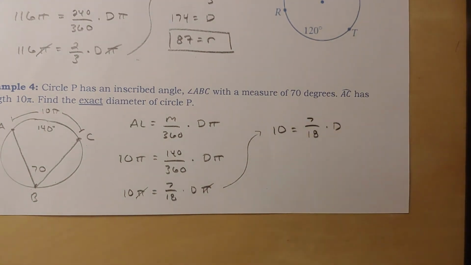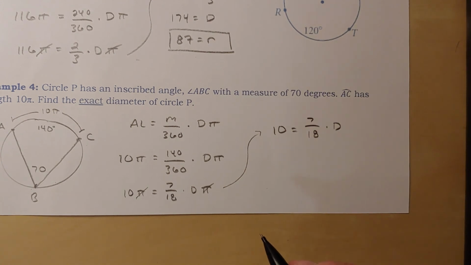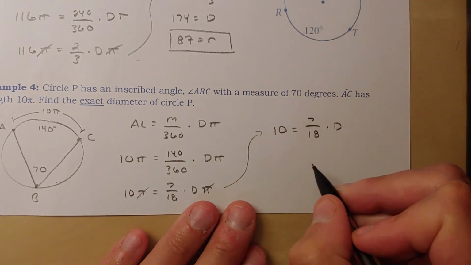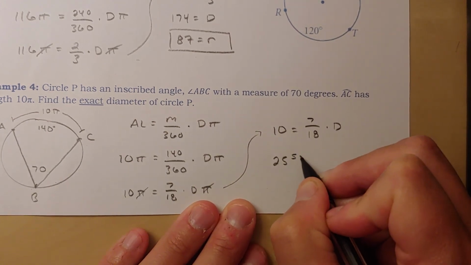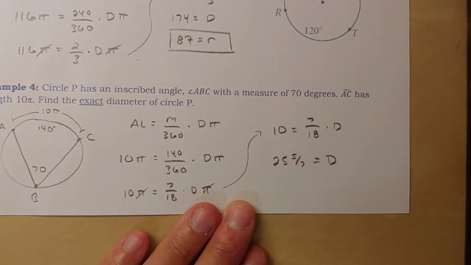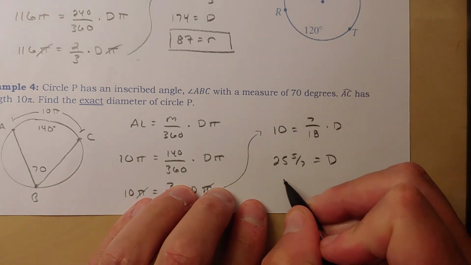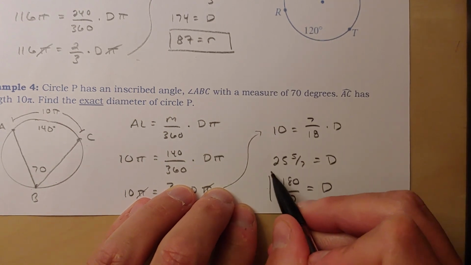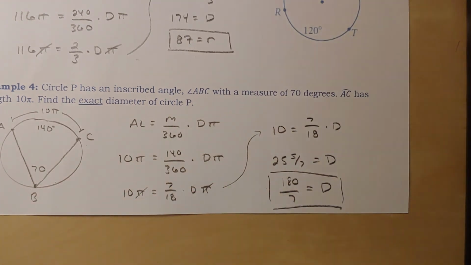And again, I can divide both sides by 7/18 or multiply both sides by the reciprocal. But either way, if we solve for D here, we will get, grabbing the old calculator, let's see, this turns out to be, well, it's 25 5/7. As an improper fraction, that would be 180/7. And there is my diameter. Again, leaving my answer exact. I know that's kind of an ugly fraction, but that's the exact answer. We do not want decimal approximations there.